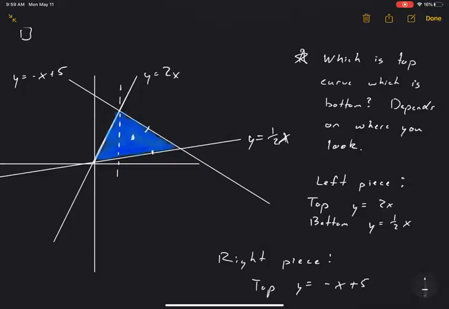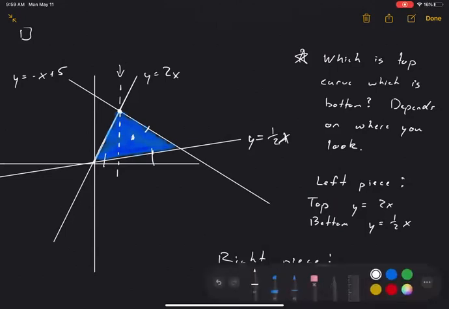Okay, so what I'm going to do is split my region right down the middle, where this change occurs. And where does that change occur? It occurs where these two curves pass through each other. So I'm going to split my region down the middle, and then I'm just going to use my normal method to find the area of this region, and then separately find the area of this region, and then add them together to get my total area.